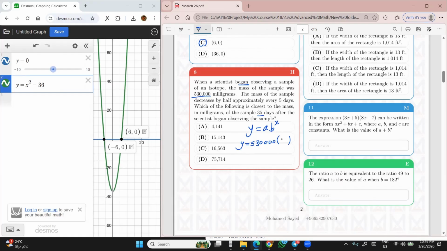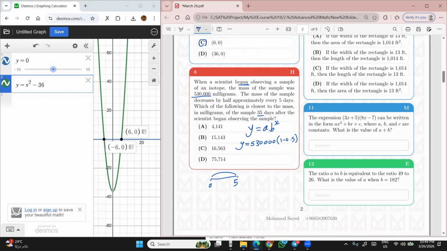You can just write half, or you can say 1 minus half, or 1 minus 0.5. You can write it here. 1 minus 0.5, and then the x. X here is not the time, it's the periods of time. So it's halved always every 5 days. So in a span of 5 days, day 0 to day 5, it's 1 period. But we have 35 days.